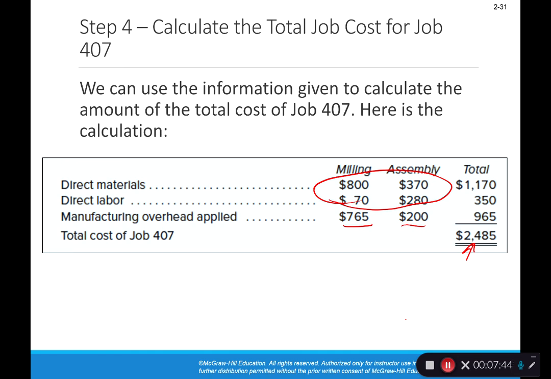So it's really not too difficult. Practice makes perfect. And the benefit of doing predetermined overhead rates is you get to do the same thing over and over again, getting more and more practice.